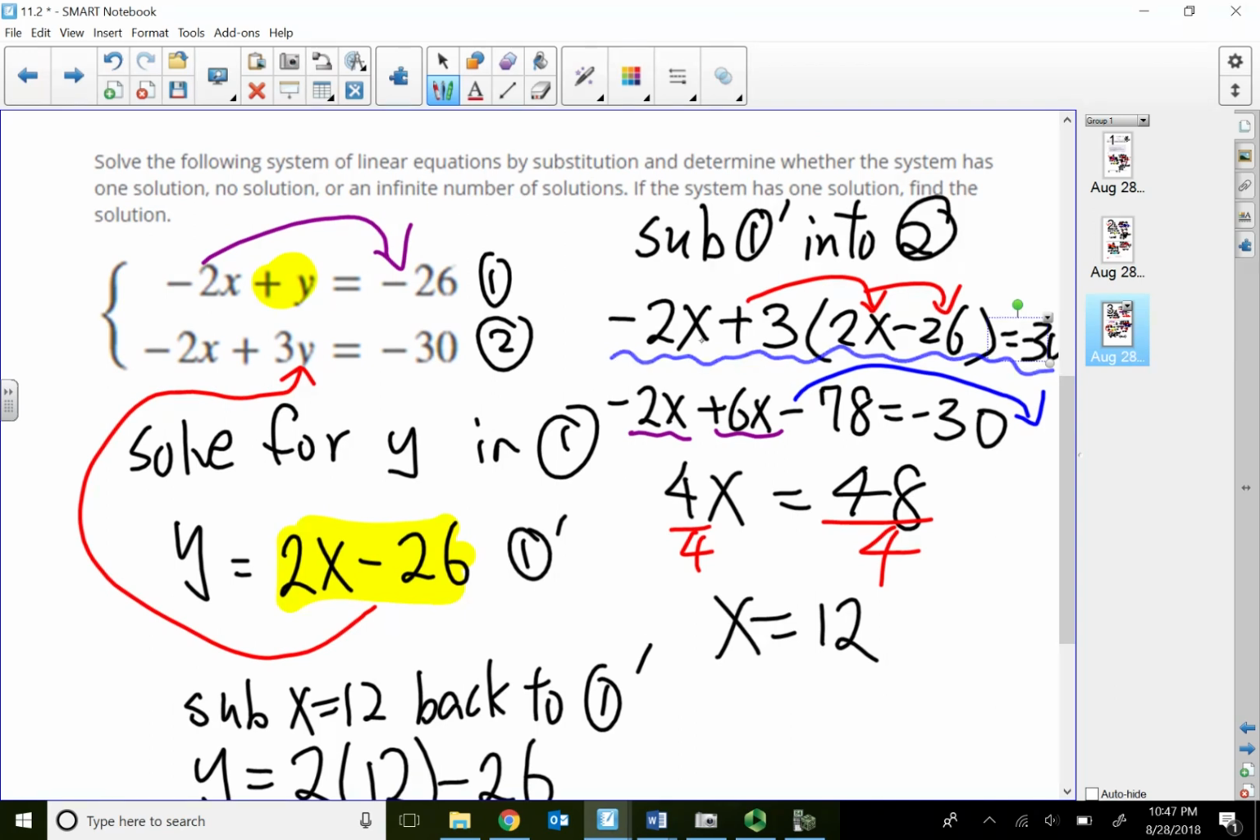We can only solve one variable at a time. And once I find that answer for that one variable, then I'm going to substitute back into one of my original equations, or the one that I keep on labeling with the prime, to find the other value.